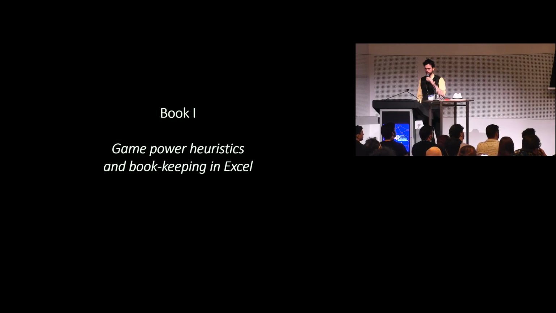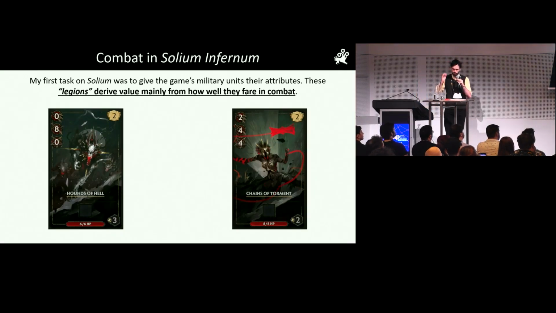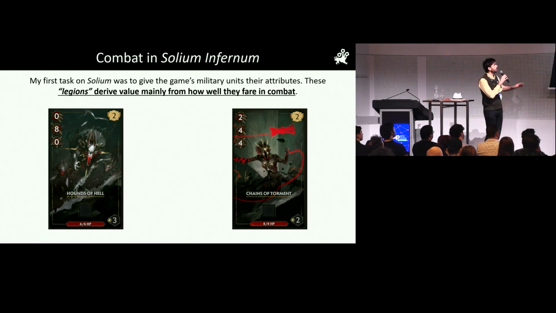Yeah, time flies, folks. Let's talk about Excel. So before I do, I need to talk a little bit about how Solium Infernum works, because you're not going to be able to appreciate why a given military unit is good or bad if I don't tell you how they're actually used in game. So these are our military units that I showed before. As a player, we are an evil archfiend trying to take over hell, and we do this by marching evil legions of demons against each other. So each legion is kind of like a military unit.